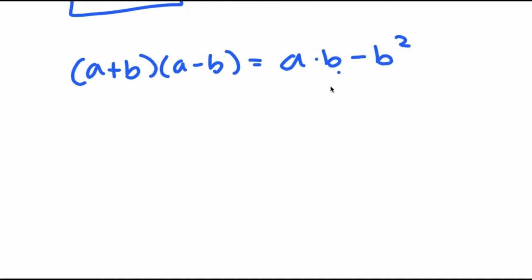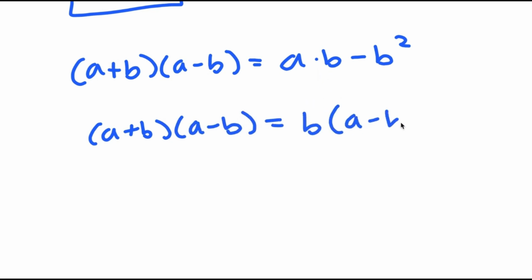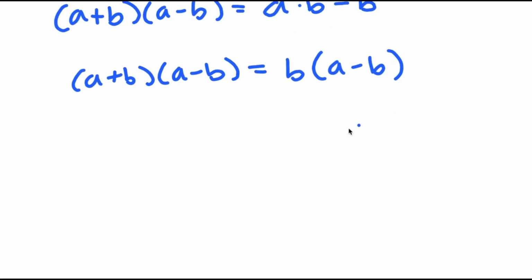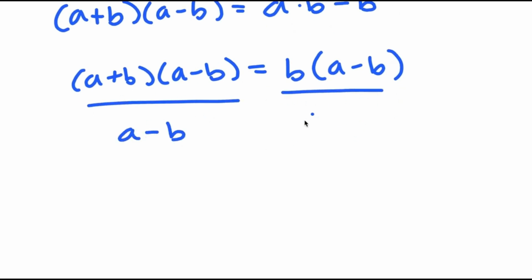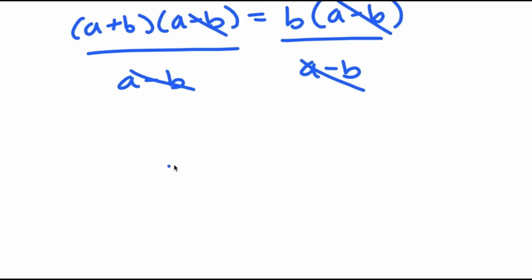Now on my right hand side, what I'm going to do is factor out b. So I get b times a minus b. And now from here, I can divide both sides by a minus b. So these two cancel out, these two cancel out, and I get a plus b is equal to b.